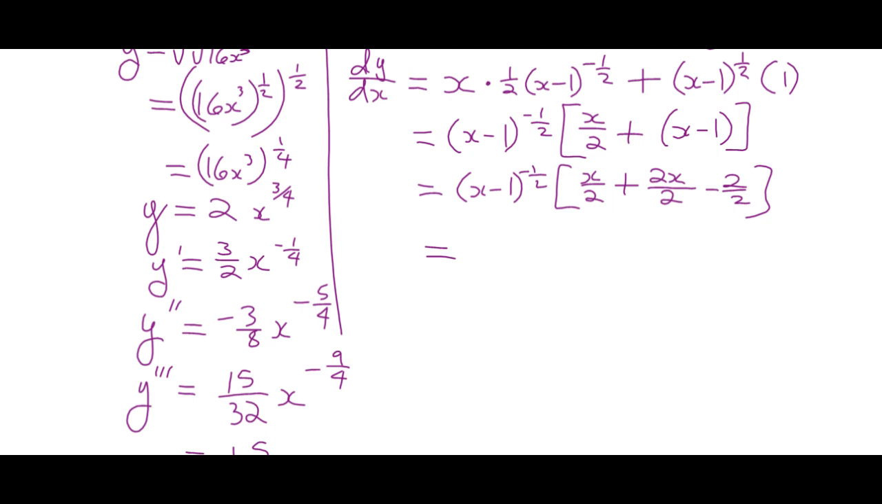Okay, so what do we got? We've got 3x minus 2. The denominator is a 2, and this belongs in the denominator, so x minus 1 to the half. And that is dy by dx. So there's our first derivative: 3x minus 2 over 2 times x minus 1 to the half. Now, we're going to take the derivative of that.